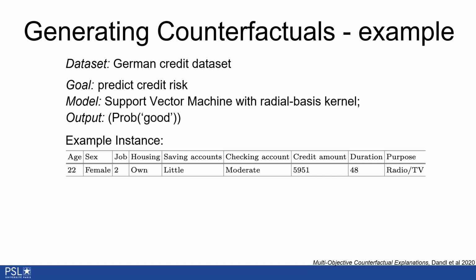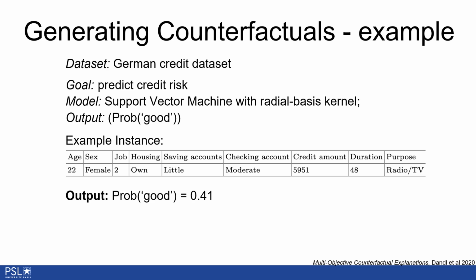The features consisted of the characteristics of the applicant: age, gender, type of job, type of housing, the amount of savings and checkings. The last 3 features on the right correspond to the requested credit: the requested amount, duration, and purpose. For this input instance, the probability of good credit risk returned by the black box model was 0.41, which is lower than 1/2, so it implies that the credit is refused.